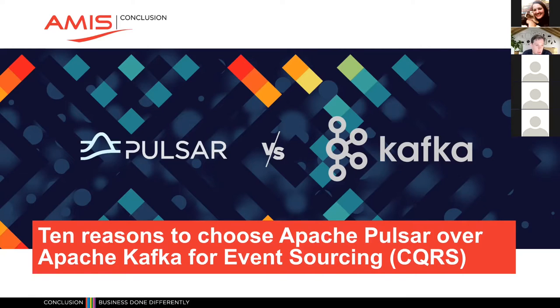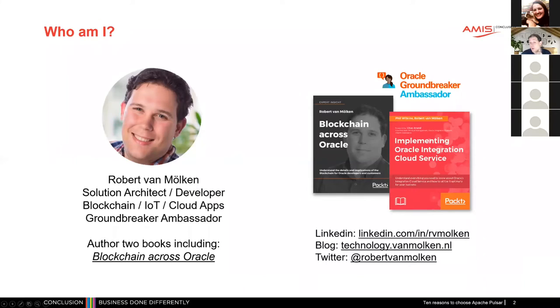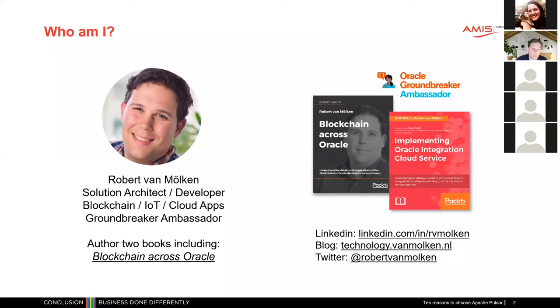In this last talk, I will go over around 10 reasons to choose Apache Pulsar over Kafka, specifically on the topic of event sourcing and CQRS. And let's go. You can follow me on LinkedIn or on Twitter if you want. There's also a reference to the 2 books I wrote. One is on integration platforms, and the other one is on blockchain.